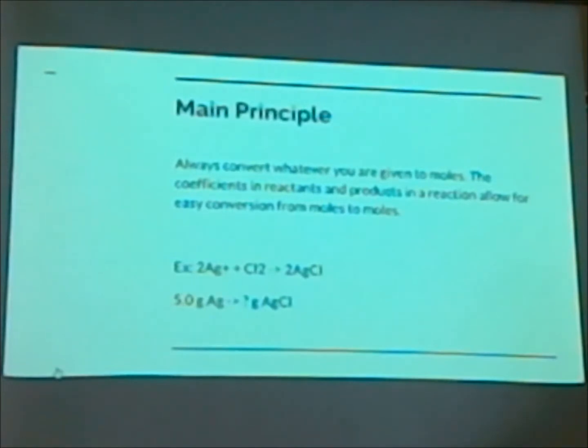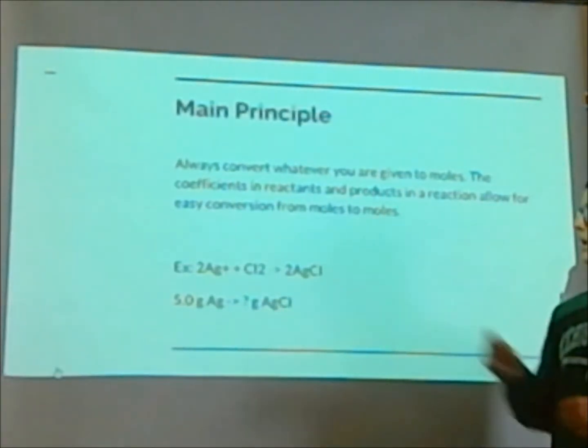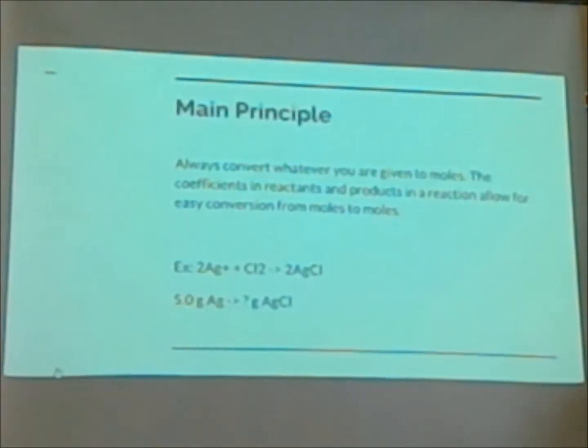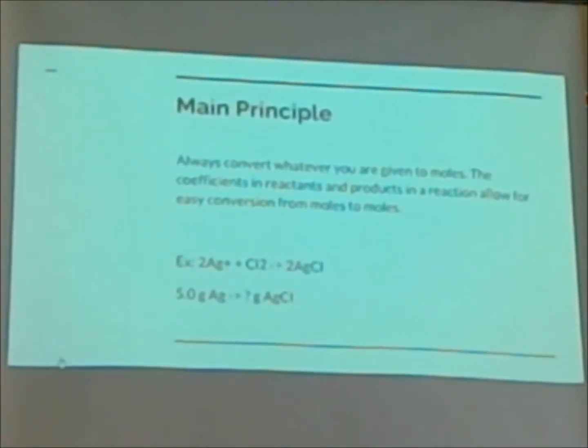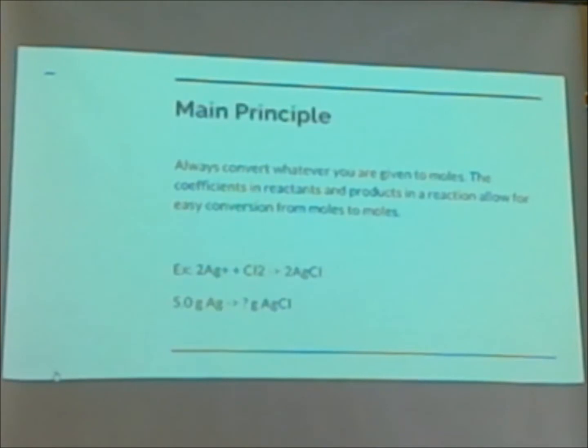What we're trying to do is convert grams into grams. So we're given this reaction. We're going to convert 5.0 grams of silver. When we're trying to convert grams into moles, we always look at the molar mass. Don't forget, 1 mole of a substance is its molar mass in grams.